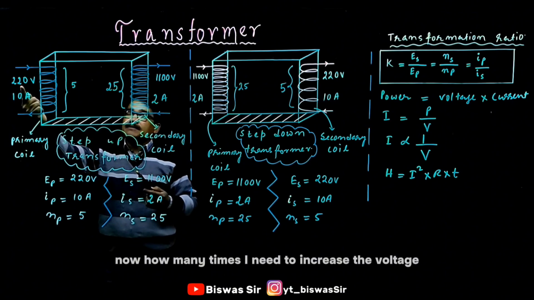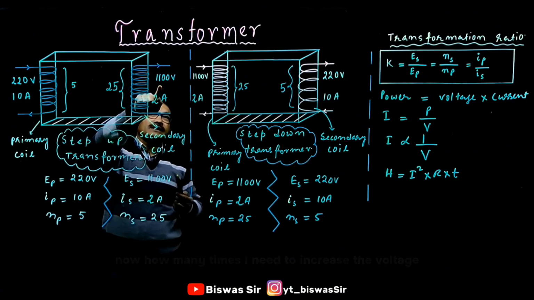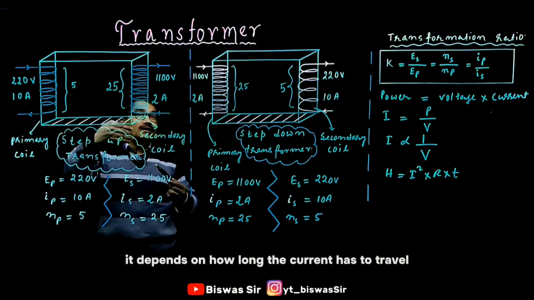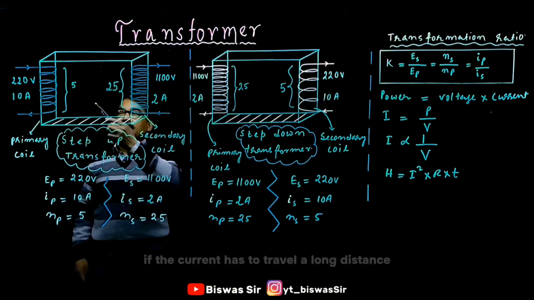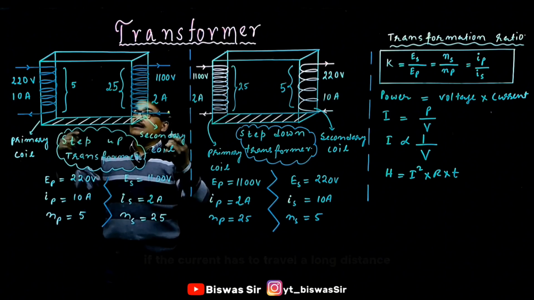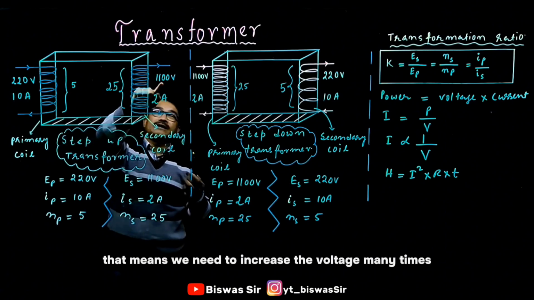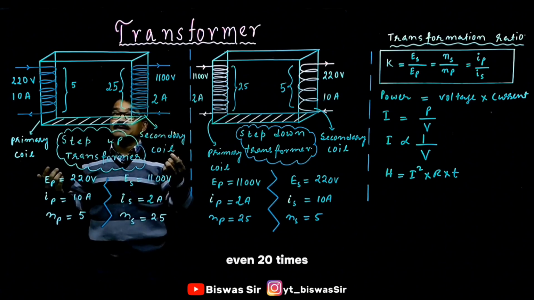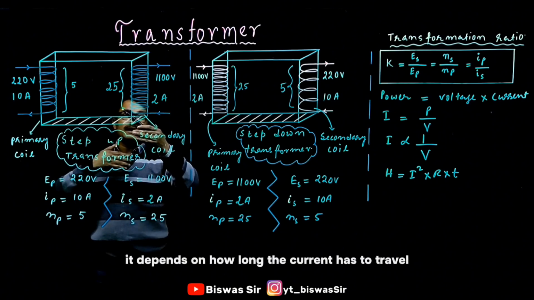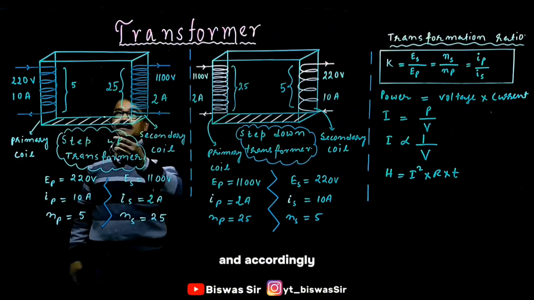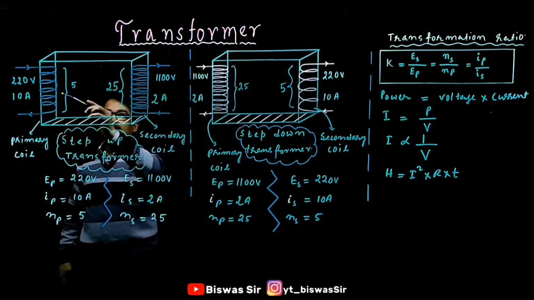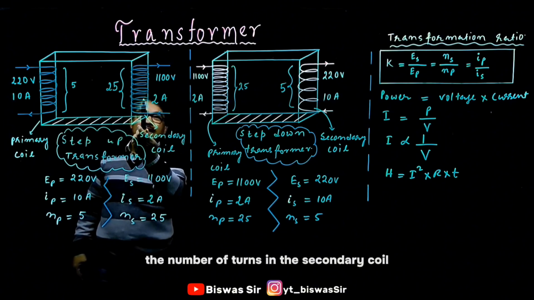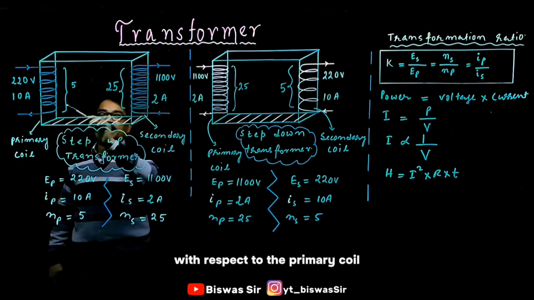Now, how many times do I need to increase the voltage? It depends on how long the current has to travel. If the current has to travel a long distance, that means we need to increase the voltage many times, maybe 5 times, 10 times, even 20 times. Accordingly, I have to increase the number of turns in the secondary coil with respect to the primary coil.